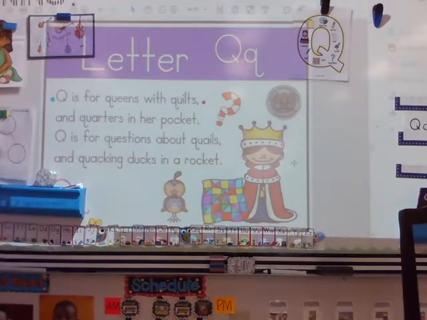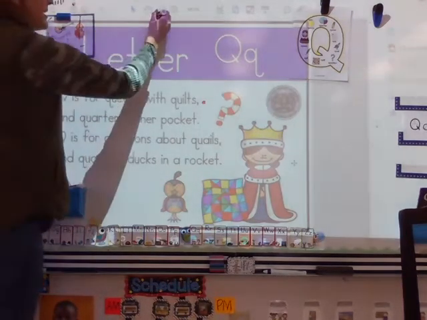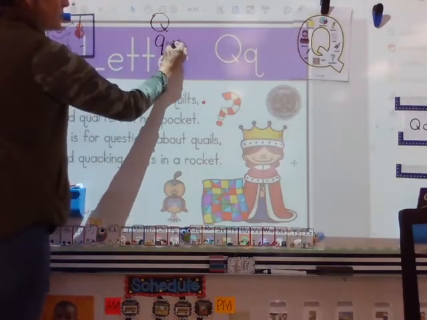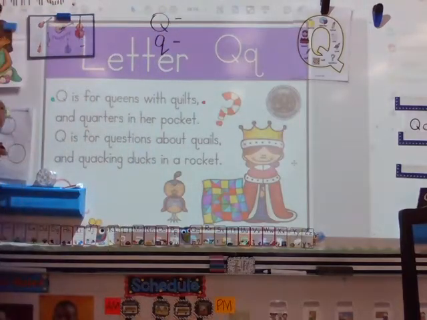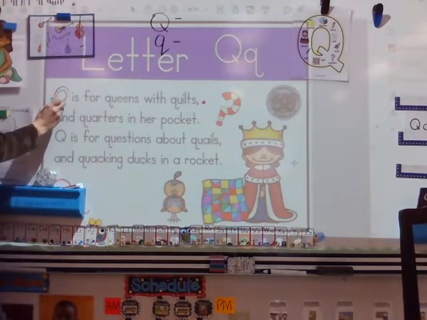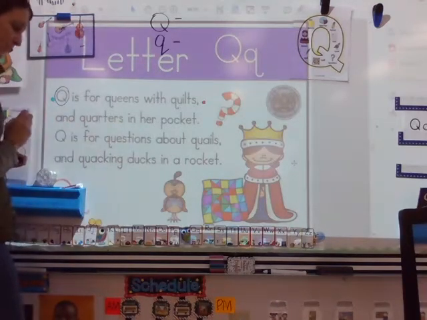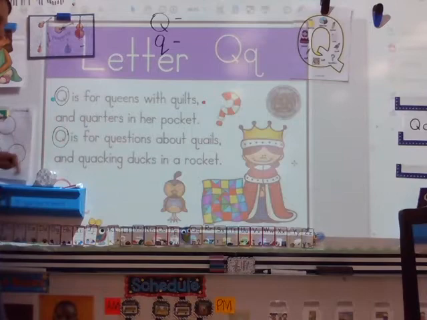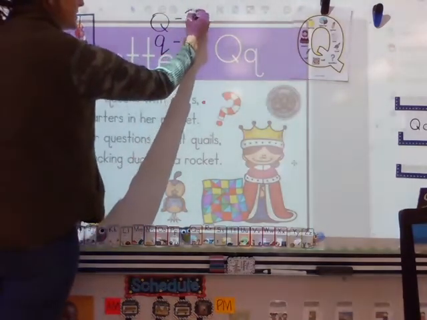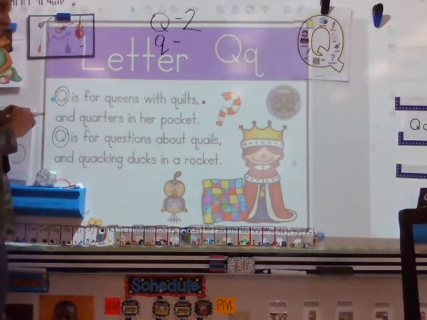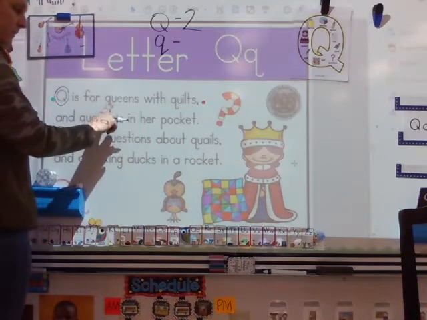Now, the last thing we have to do is we're going to go through and we're going to circle all of our Q's. How many capital Q's and how many lowercase q's will we find? Here we go. 1. I'm going to find my capital first. 2. And if you'll notice, the capital Q's are the very first letter in the sentence. And they're capital because they're starting our sentence. Now let's count the lowercase q's.